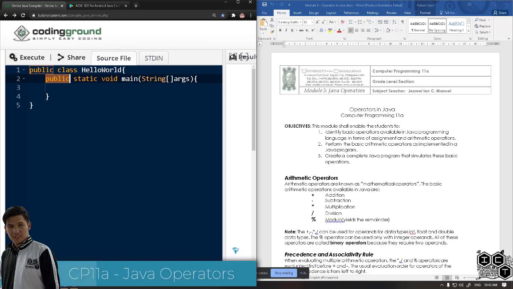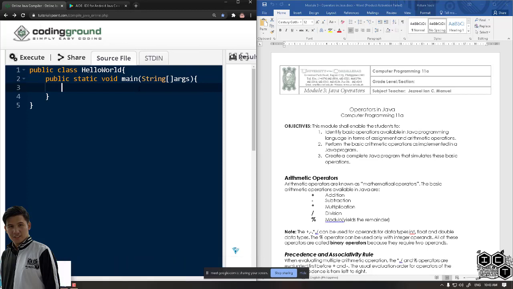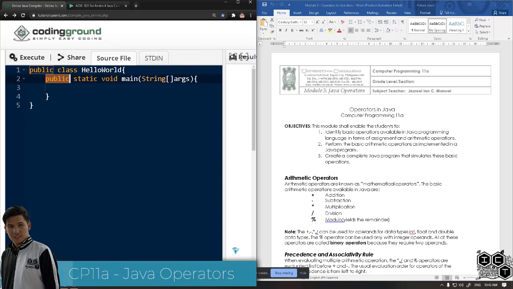Now, I also mentioned there kung ano ibig sabihin ng mga public static void main string args na yan. Pero I know some of you hindi pa masyadong na-gets kasi nga wala pa tayo doon. Pero basically, this is actually an OOP concept which will be discussed further. Hopefully, maabot natin sa itong finals. Pero I think CP11b na talaga siya.